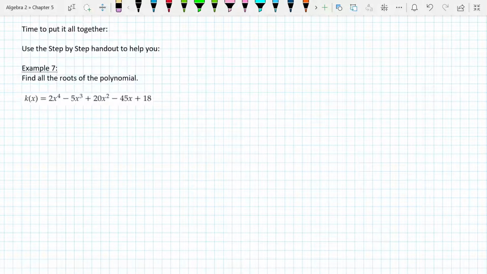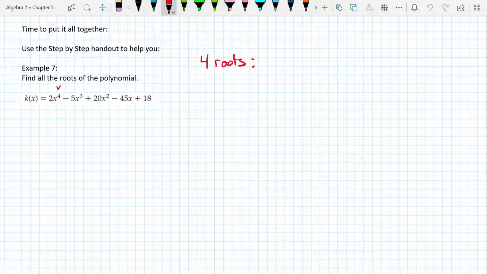Step 2, identify the number of roots of the polynomial using degree. I see this is a fourth degree polynomial, so I should expect in my solution there to be 4 roots. I'm looking for 4 values of x that make this polynomial 0. That's what it means to be a root, if you forgot.